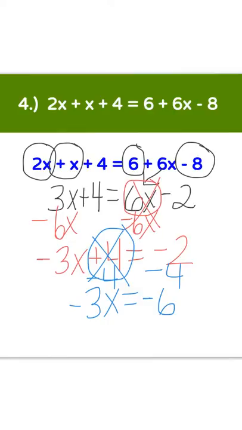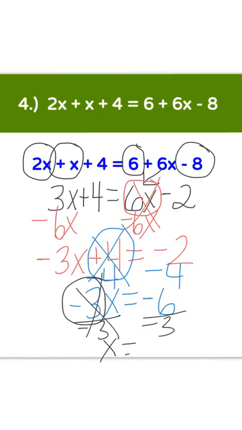Now it's time to get rid of the negative 3 that's multiplied times the x, so you divide by a negative 3. That leaves you with x equals, you have a negative divided by a negative, that's a positive, and 6 divided by 3 is 2. Your answer is x equals 2.